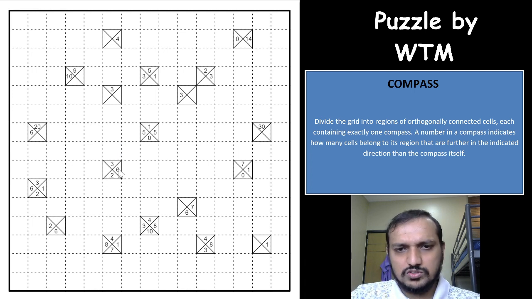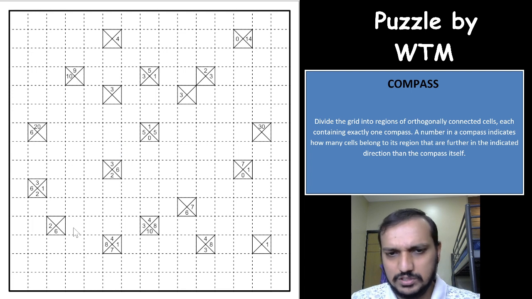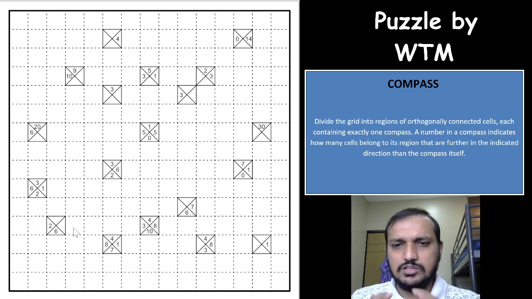Okay, let me explain the rules. This is a compass right here, and each compass will be part of a region, and each region will have exactly one compass. Apart from that, when you draw a region, let me show you an example. Let us think that this is one region.